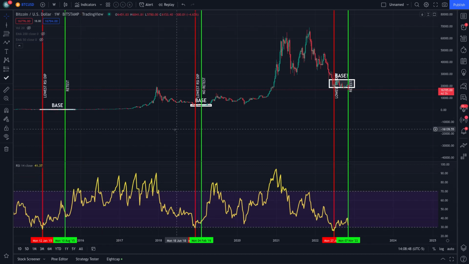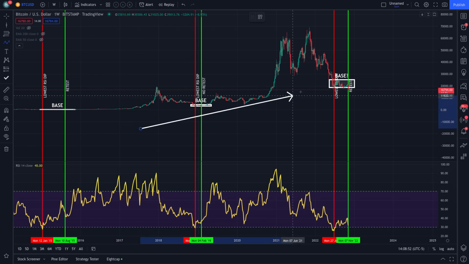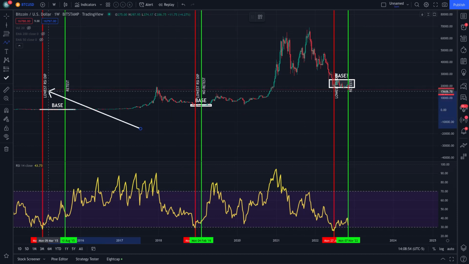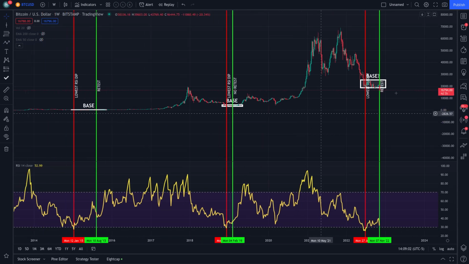All right, so we've explained we have the base. We got 3 bases that we're going to refer to and just kind of look at, see if we understand it. Lowest point, RSI dip. Green line represents a retest or a no retest. Okay, so let's just go ahead and start back in the day. Let's get right into it here.